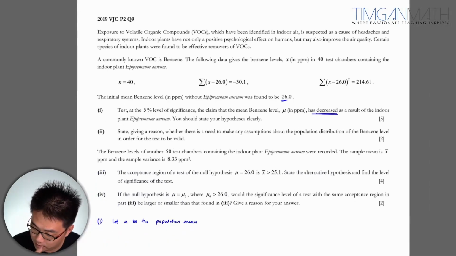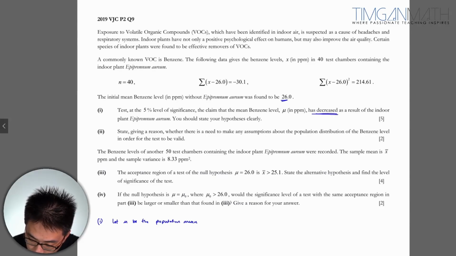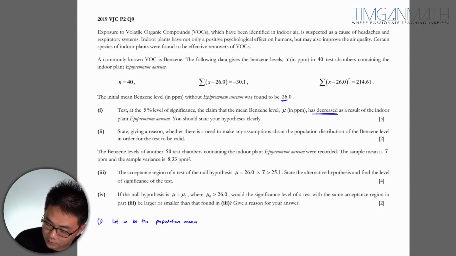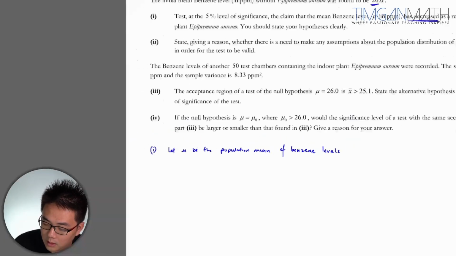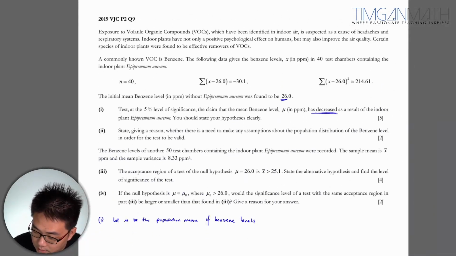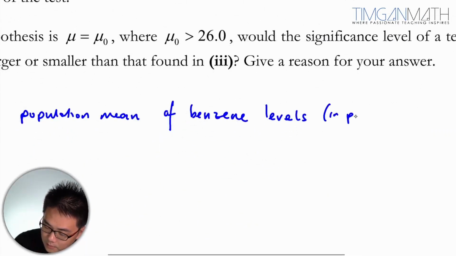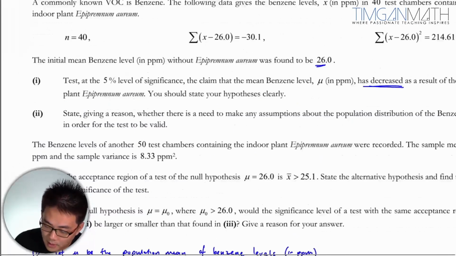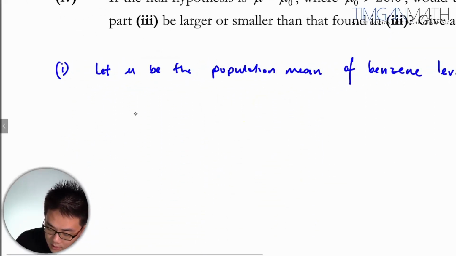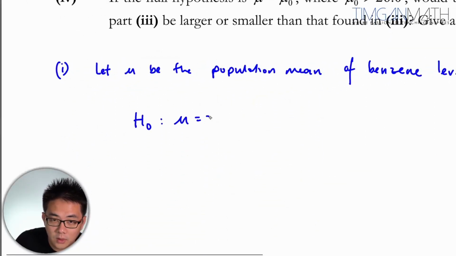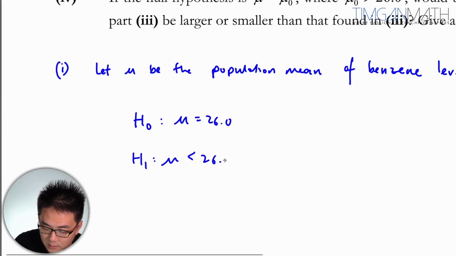of the benzene level X in ppm. Great, so this is the first thing. Once this is done, we can set up H0 and H1. Initially it was 26.0, right? So you want to test whether it has decreased, so H1 is mu less than 26.0.